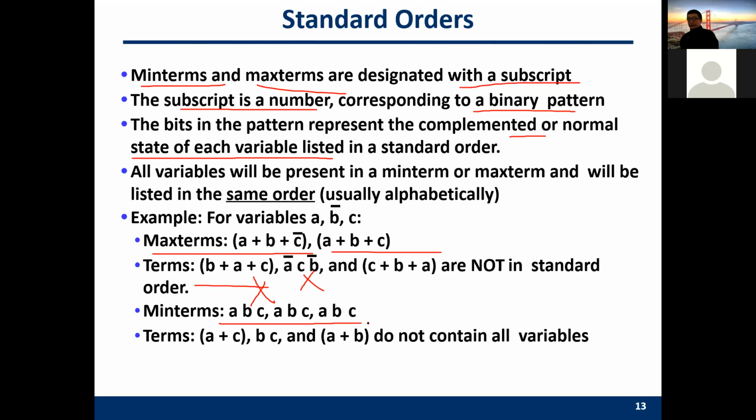And these are the minterms. We have all A, B, C, and they are in alphabetical order. And this one is not. Although it's in alphabetical order, it doesn't have A. So you must have every variable in the minterm or maxterm. And you don't have a C here. So these are not canonical form.